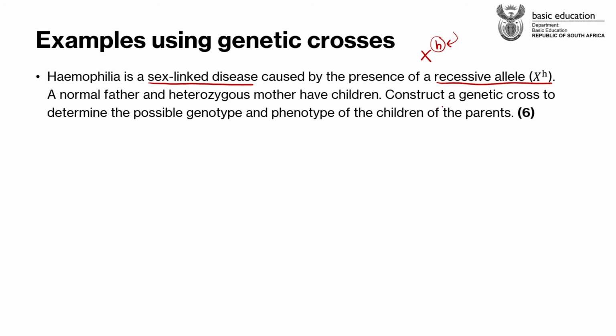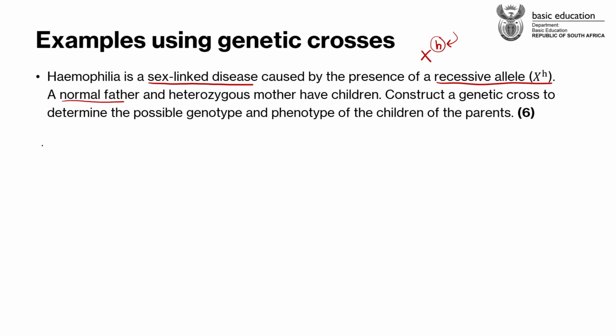So basically, here we say a normal father and a heterozygous mother have children. Construct a genetic cross to determine the possible genotype and phenotype for the children. So we have a normal father as well as a heterozygous mother.